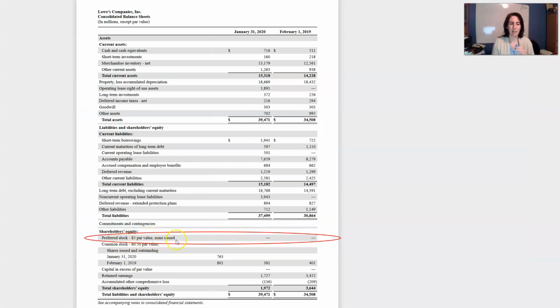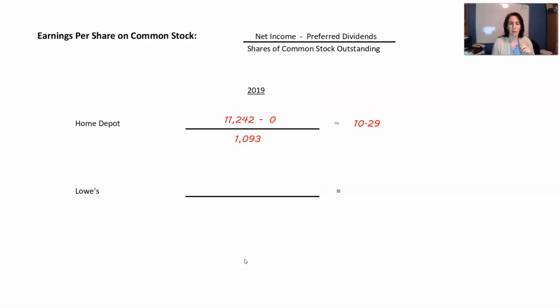And they have preferred stock, but none's been issued, so that's not even a thing. But they do have the number of shares outstanding right there. And the average of that is 782. So 42.81 over 782, 5.49. So for every single share of stock that is owned, the company's earning $5.49 for every shareholder. Not that they're giving it to the shareholders.